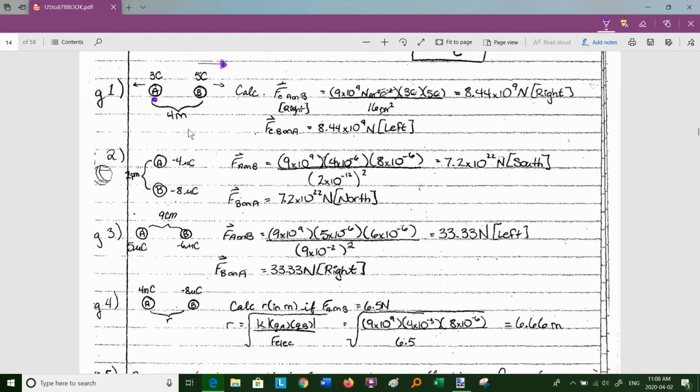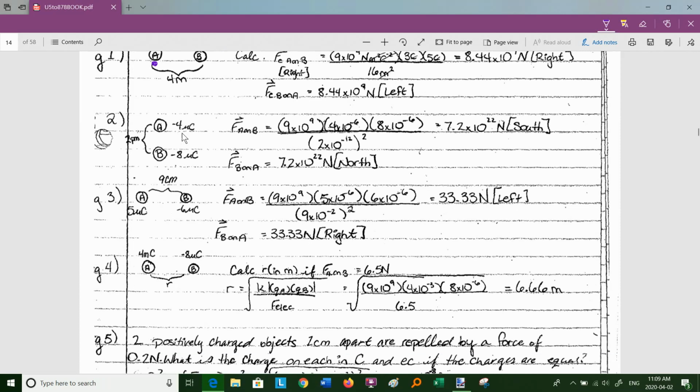So 9 times 10 to the 9 newton meters squared per coulomb squared times 3 coulombs times 5 coulombs over 4 squared, which is 16 square meters. All the units cancel nicely, and you get 8.44 times 10 to the 9 newtons. 2 decimals is good enough, to the right. B is pushing back on A with the same magnitude of force. Some kids think you divide by 2 or something. No, you don't do that. B pushes back on A with the same force, 8.44 times 10 to the 9 newtons, and that's directed to the left. Okay?